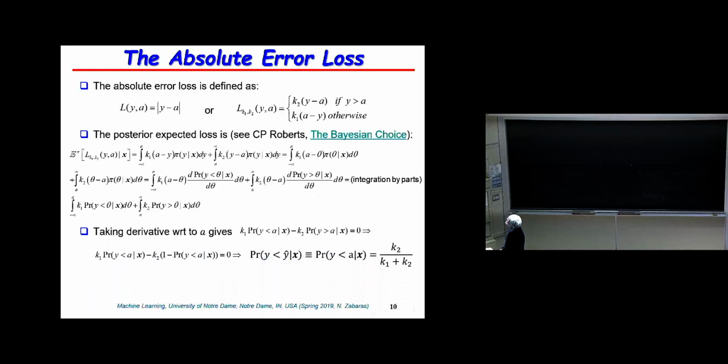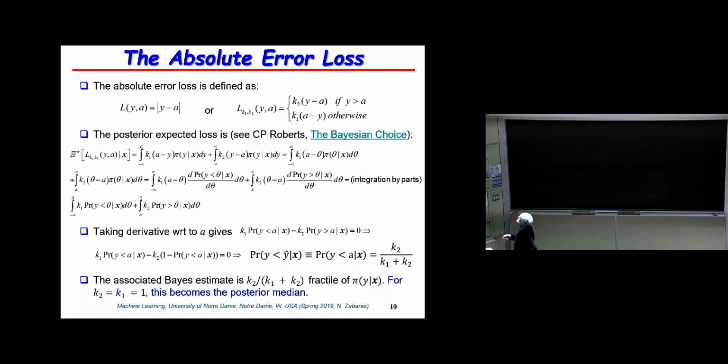Then we didn't do the derivation, but we did the absolute loss. If you do the absolute loss and follow the little derivation here, it comes out that the Bayes estimator is the posterior median: 50% probability to the left, 50% to the right. And if you use that, you have a generalization defined from the ratio of K2 over K1 plus K2.